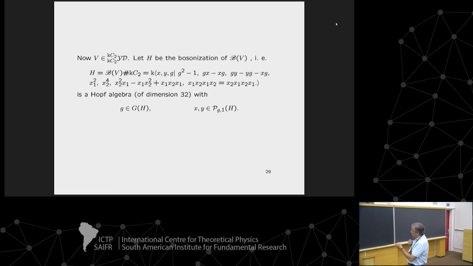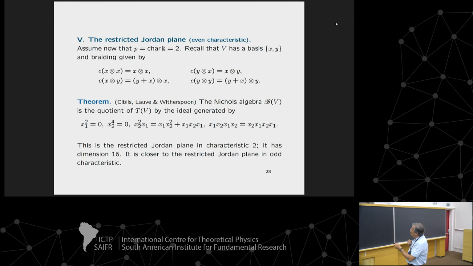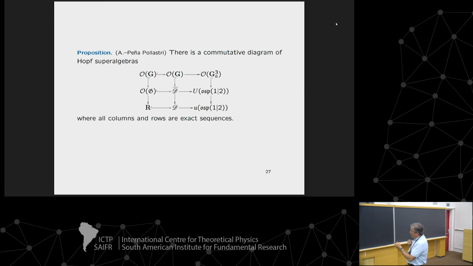The D tilde comes also equipped with an exact sequence where this is an algebra of functions on an algebraic supergroup, and this is U of SP, and this is the Frobenius map. This is the kernel of the Frobenius map, and here we have also a kind of Jordan Frobenius map, and here also.